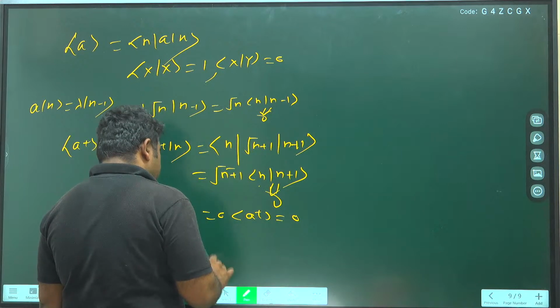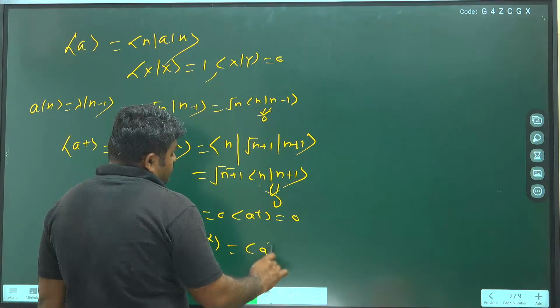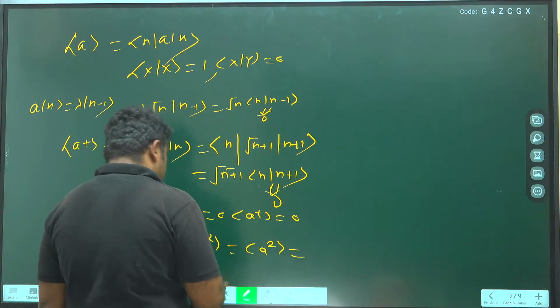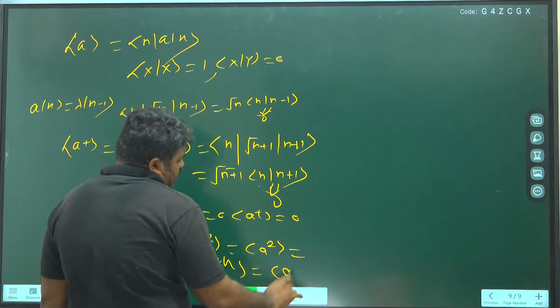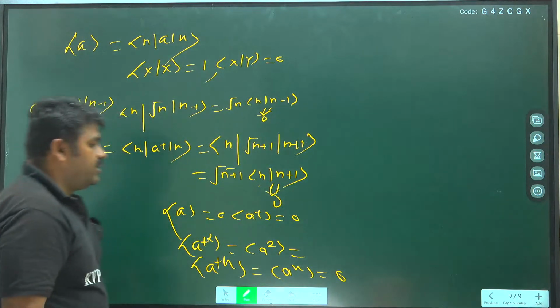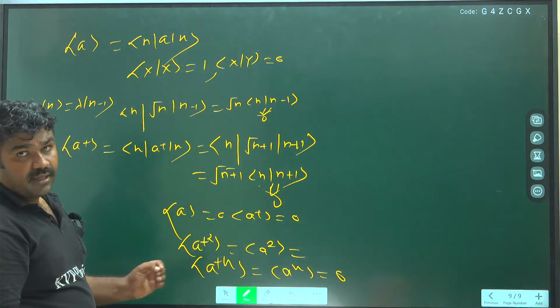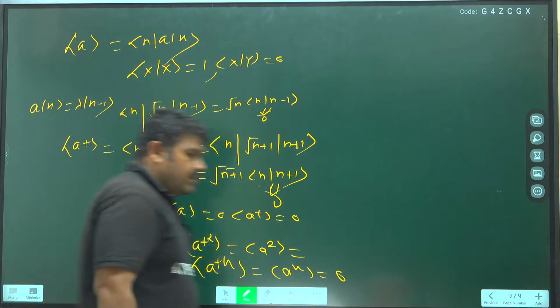Similarly, expectation of a dagger square we also get 0. Expectation of a dagger a raised to square is equal to 0. Or similarly, a dagger raised to n, a raised to n is equal to 0. Tomorrow we will see how to get a dagger raised to n. Expectation is 0. Expectation of a raised to n is equal to how much? 0. Okay. Yes. Today's session is over.